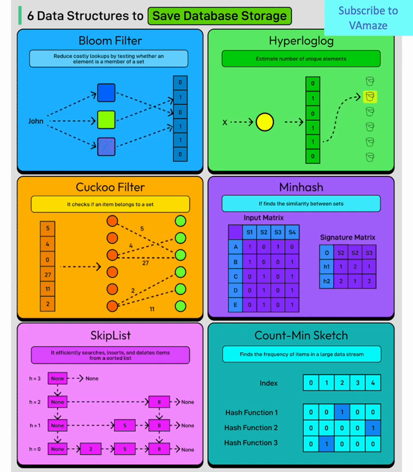5. Skip list, the probabilistic search structure. What it does: provides fast search, insertion, and deletion with predictable performance using less memory than traditional balanced trees.